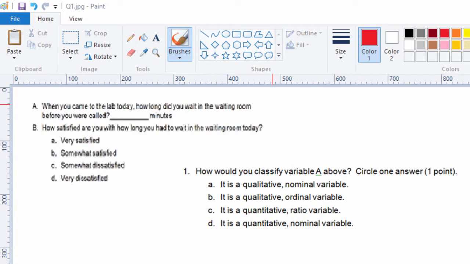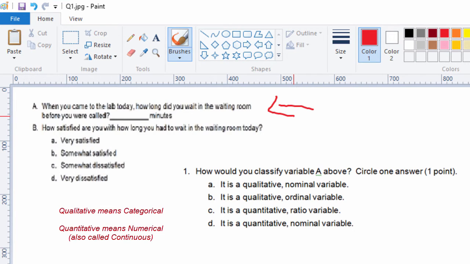How would you classify variable A above? So remember, variable A was this one, how long that they've been waiting here in the waiting room, right? So that's a certain amount of minutes, right? So what kind of a variable is that? Let's look at our choices. So A is, it is a qualitative nominal variable, and B is, it is a qualitative ordinal variable. And what you remember maybe is that qualitative means like categorical, and quantitative, C and D, that means like numerical, like number of minutes.